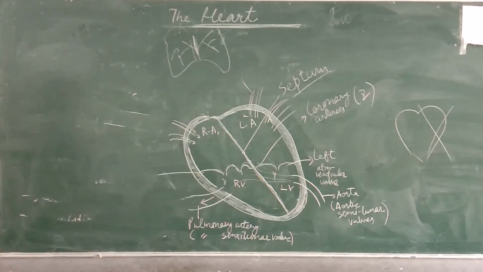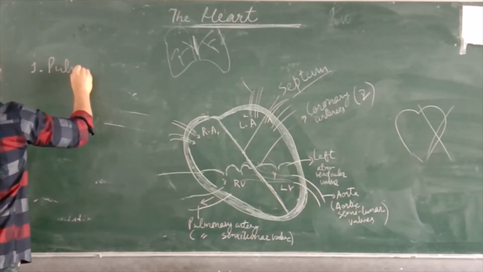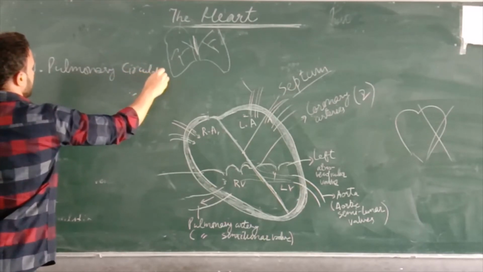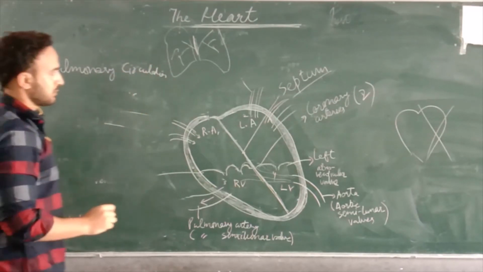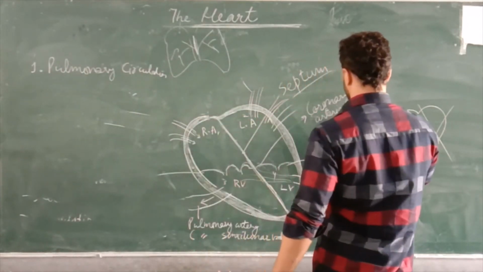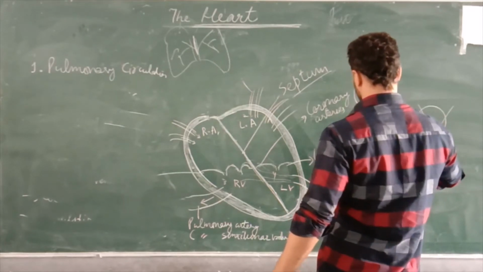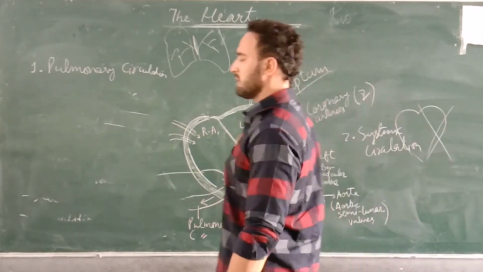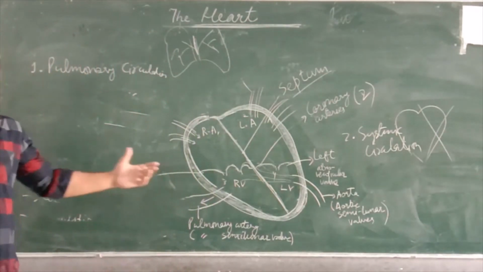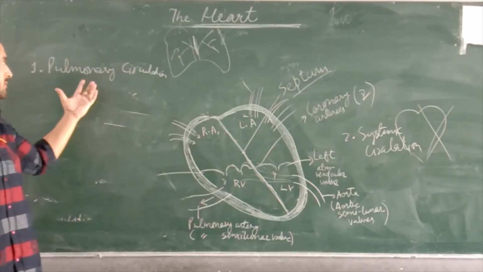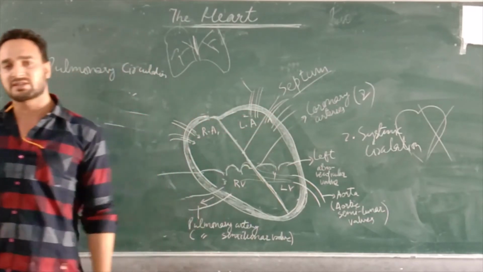Right. So there are two kinds of blood circulation. Number one is the pulmonary circulation. And another kind of blood circulation is the systemic circulation. I will write systemic circulation here. Number two is the systemic circulation. The pulmonary circulation is the shortest one among these two kinds of circulation.